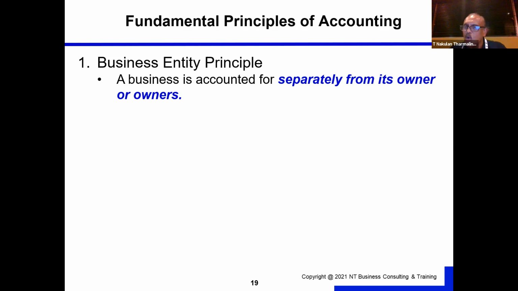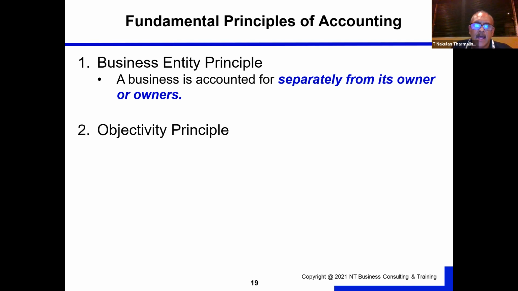So if you have your wife, or your husband, going to the market to buy some marketing stuff, you can't bring it into your financials in your law firm. All right. So you've got to keep all those personal expenses, personal income, everything separated. So that's one particular principle which we need to follow, which is known as the business entity principle.